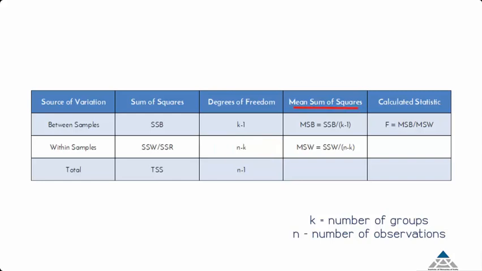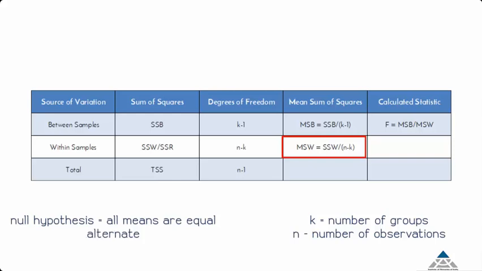Mean sum of squares is nothing but sum of squares divided by the respective degrees of freedom. And finally, the calculated statistic is the F statistic, with degrees of freedom k-1 and n-k. It is calculated as mean sum of squares between samples divided by mean sum of squares within samples. The null hypothesis is that all the means are equal, and the alternate one is that they are not.